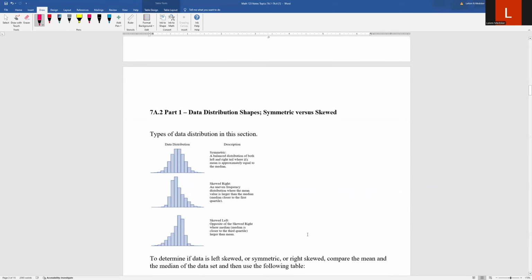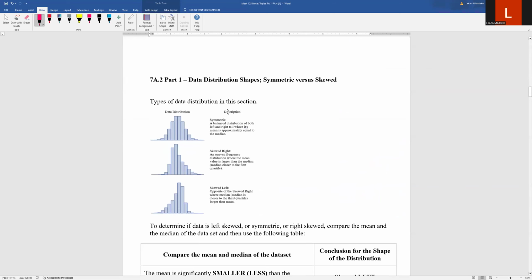Okay, so we're almost close to where the other video I had pre-recorded is. So let's talk about 7A.2 part 1. So data distribution shapes and the symmetric versus skewed. So when you take data and you actually put it into what we call a histogram, that's a bar graph where none of the bars are gapped. So notice they're all touching each other. And we're going to talk about how to make these in the next section.